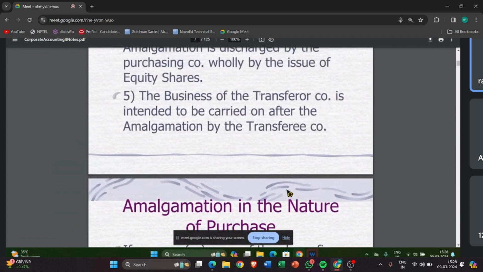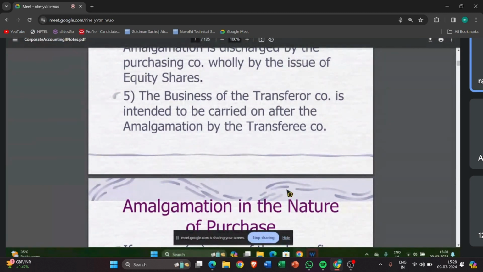Okay, and the last condition is the business. What happens to the business? When it is a merger, the business of the transferee company is intended to be carried on after the amalgamation by the transferee company. So after merger, C Limited will continue to do the business of A and B Limited together as a joint business, large scale business. From two small scale businesses to a large scale business, the business has to be carried on by the transferee company. It is intended to do.